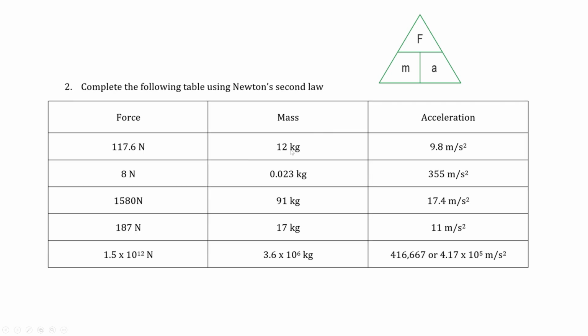Okay, 12 times 9.8 gives us 117. 0.023 times 355 gives us 8. So these are the answers that you should have had. Hopefully you did. This one down here is a little bit trickier. You need to really know how to use your calculator to do this one. So if you can't do that, what you need to do is get somebody to teach you how to use your calculator properly so you can do that.